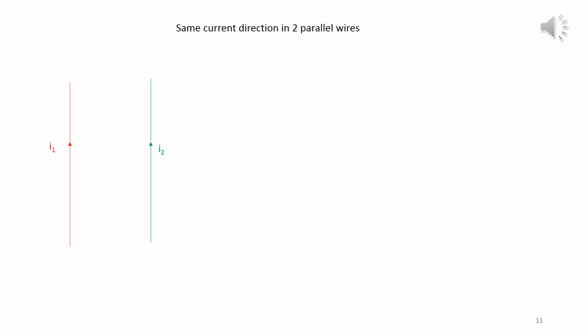Let's start with a quick summary. For two parallel wires, we have the current going upward in both. So think about the magnetic field created by one wire on the other.